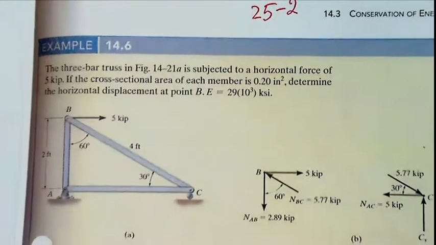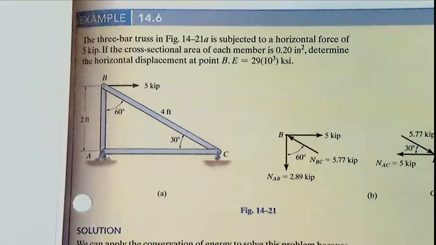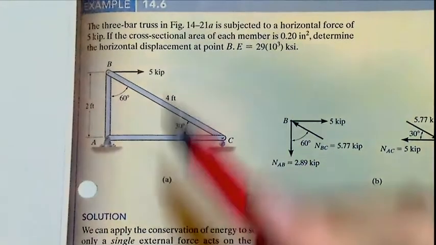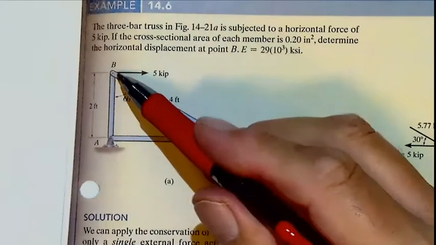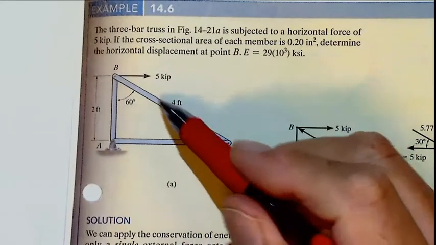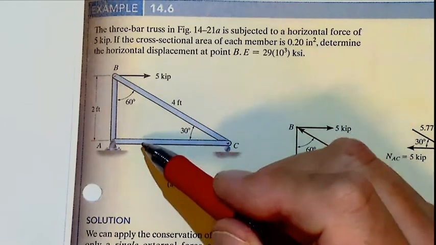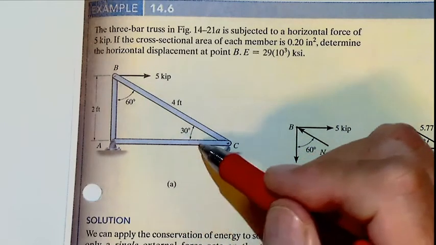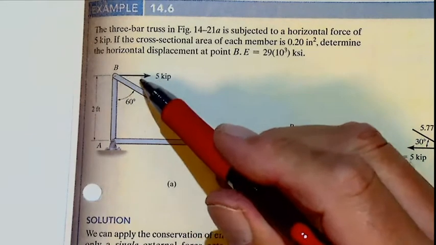25.2, and that is this truss. There is this truss. So here in hinge B, that is 2 feet, that is 4 feet, then that is 30 degrees, which gives us immediately this value. And there is a load 5 kips.